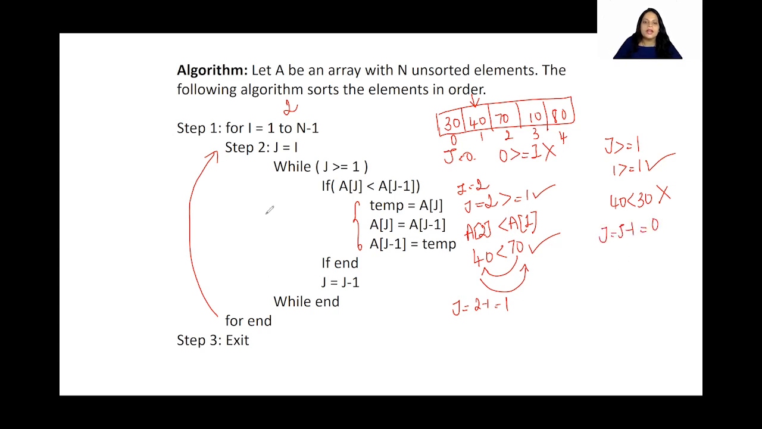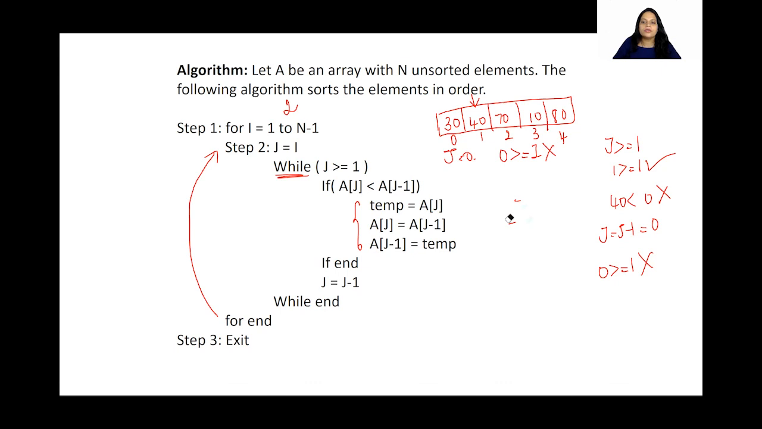Okay. So again, I'm going to come back to the while loop. I'm checking if 0 is greater than or equal to 1. It is not true. Hence, I'm going to come out of this particular loop. Okay. So we have done two steps. Let's see the next one. Now the I value is going to get incremented to what value? We have finished 1, we finished 2. Now I value is 3.